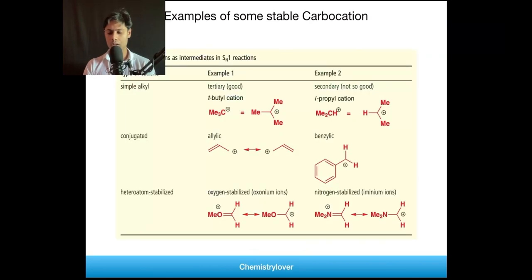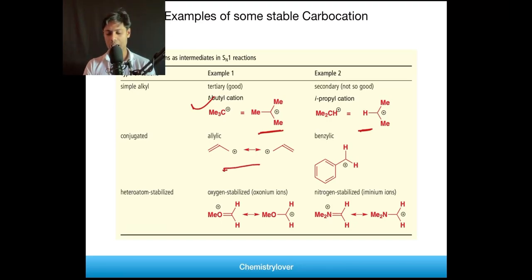Now let us see some examples of stable carbocations. You can see these are some examples of stable carbocations. In this case you can see this is the tertiary carbocation and this is the secondary carbocation. So of course the tertiary will be more stable because there is more inductive effect and more hyperconjugation, so that's why it is a good substrate for the SN1 reaction, because in the SN1 reaction the generation of the carbocation is the rate determining step.